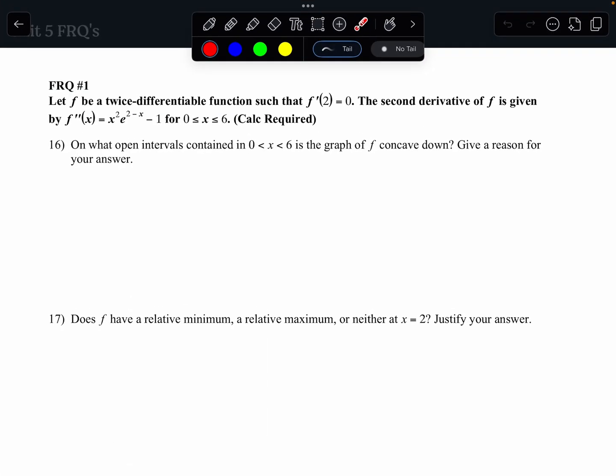So honestly, it's easier to give a reason for your answer first. So the graph of f is concave down. Well, if you can give the definition, that will be the reason for your answer. So f is concave down when the second derivative is less than 0, or when it's negative. So there's your reason, and now we just got to give the answer.